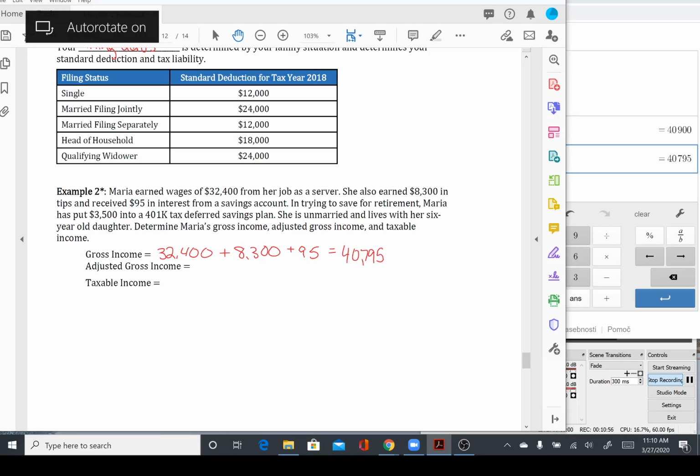Now, Maria's adjusted gross income is the gross income minus any adjustments. The adjustments that were outlined were her retirement contributions, and that's all that we see. So we'll take the $40,795 and we will subtract the $3,500.